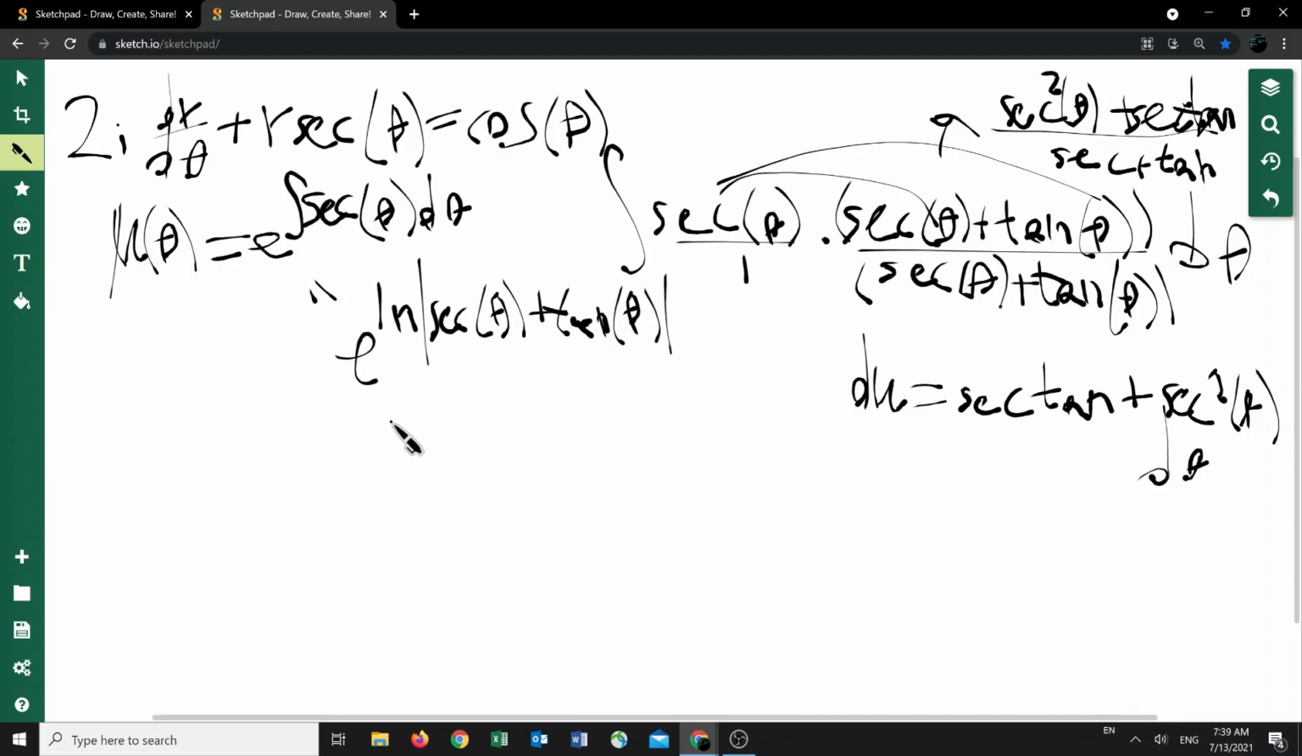Anyway, again, we can cancel this, since they are inverse functions. And then we're just left with the absolute value of secant theta plus tangent theta.